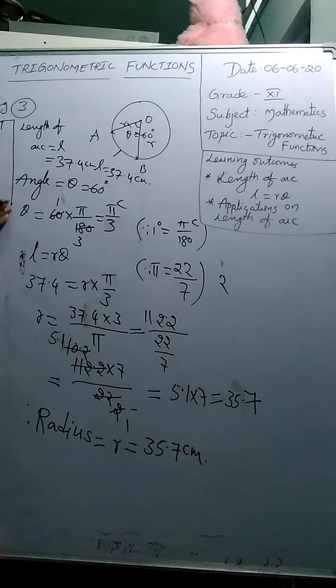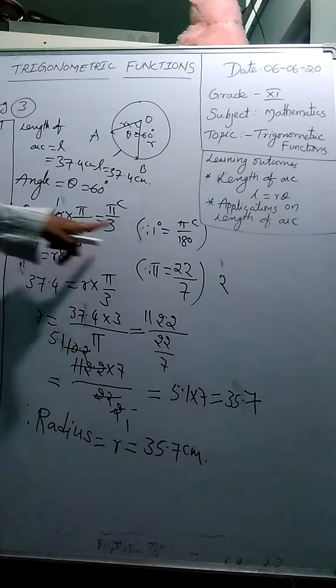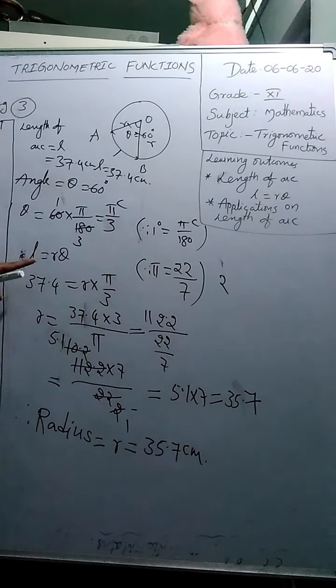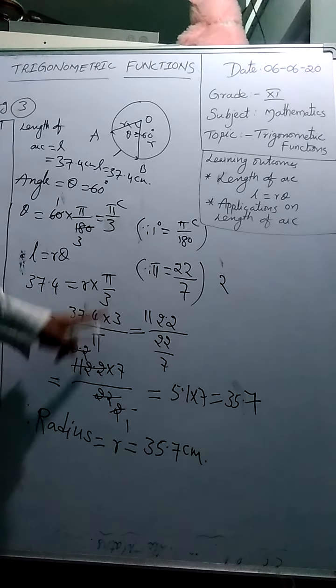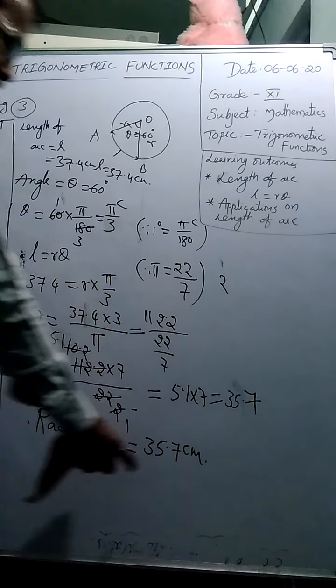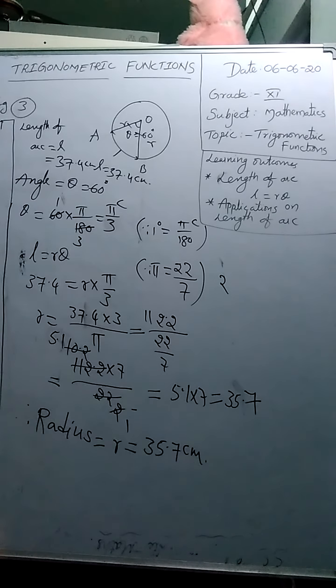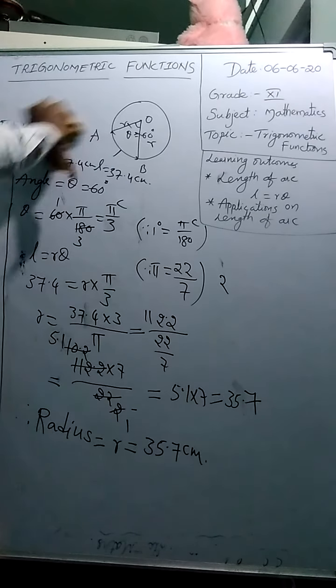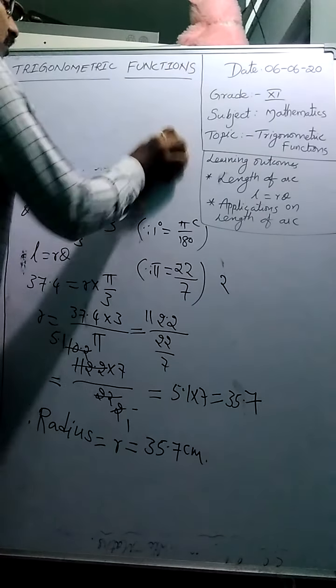Let us discuss some more applications based on this. First, the length of arc is given and the angle is given in degrees, so change it into radians. Then by using this relation, substitute and simplify. The value of pi is mentioned as 22 by 7. Simplified, we finally got radius equals 35.7 centimeters. So this is one of the applications on length of arc. Let us discuss some more problems based on this.